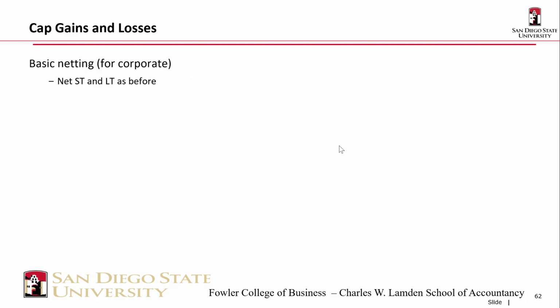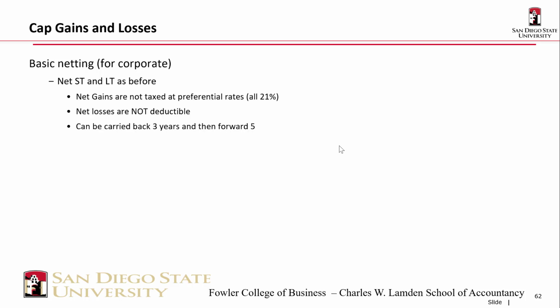Okay, for corporate taxpayers, and again, we'll unpack this later, but it's good to know the differences now. You net short-term and long-term as we did before. Net gains are not taxed at preferential rates for corporations. Gains are just taxed at 21%. Net losses are totally not deductible, right? So a corporation doesn't get a $3,000 free, it gets none.